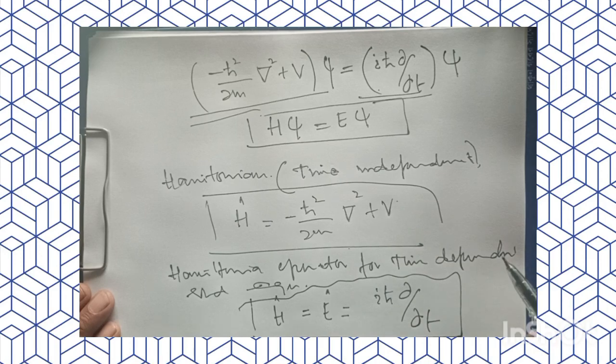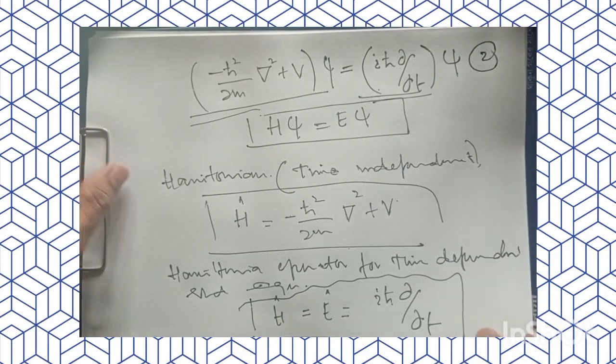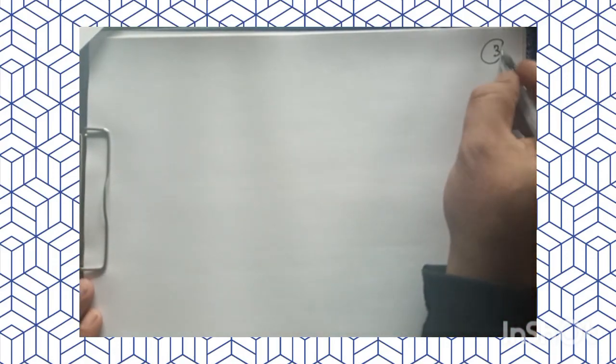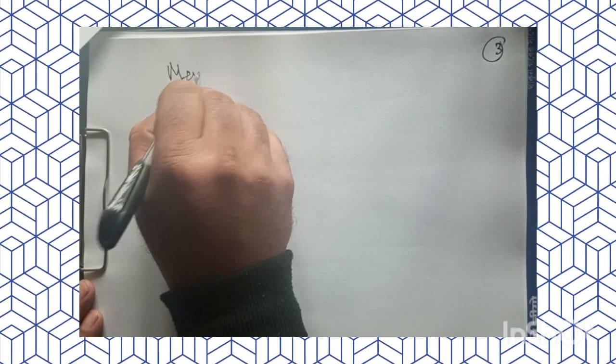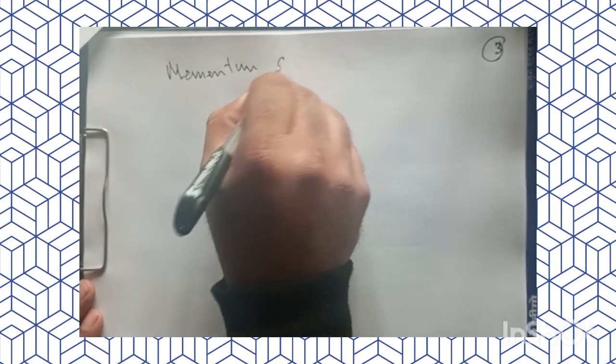So to every observable in quantum mechanics, we have a corresponding operator. We have an operator for the Hamiltonian for the time independent part of Schrodinger's equation, and we have the Hamiltonian operator for the time dependent Schrodinger's equation. Now to move on from here, let us have the operators for momentum.